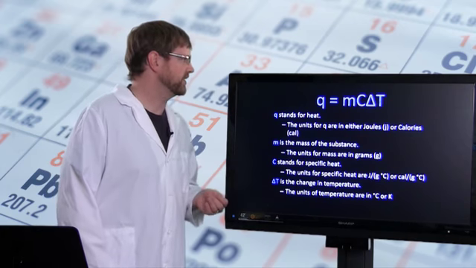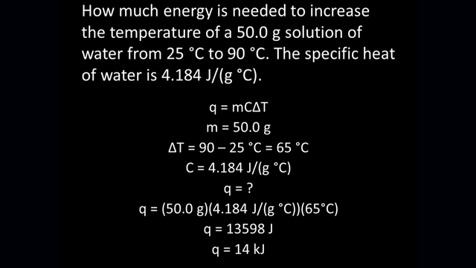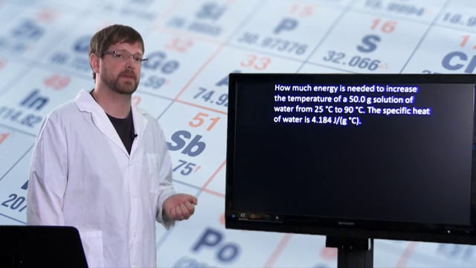So let's use this in a problem to actually better understand it. How much energy is needed to increase the temperature of a 50-gram solution of water from 25 degrees Celsius to 90 degrees Celsius? The specific heat of water is 4.184 joules per gram per degree Celsius.